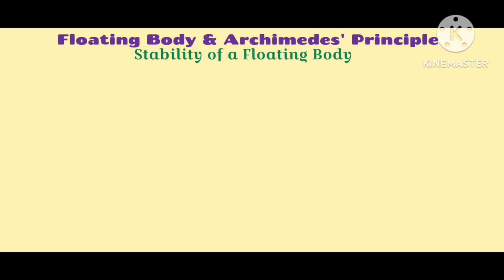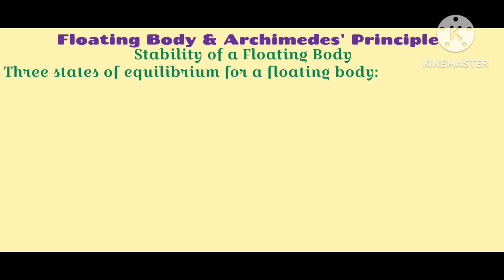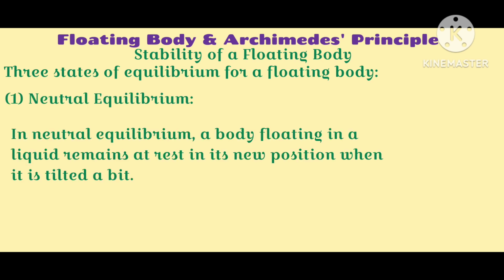Now, let's gain some basic knowledge about the stability of a floating body. There are three states of equilibrium for a floating body. Number 1. Neutral equilibrium. In neutral equilibrium, a body floating in a liquid remains at rest in its new position when it is tilted a bit. A football floating in the water is an instance of neutral equilibrium.